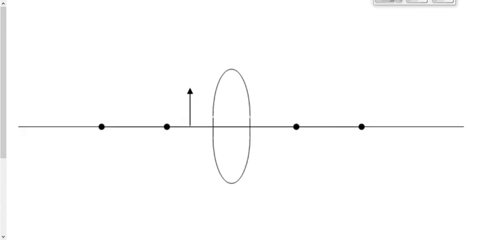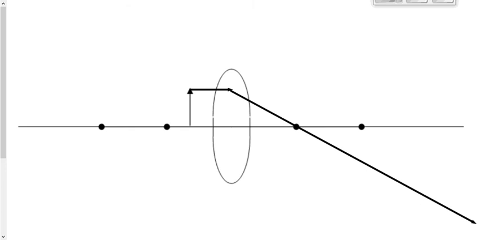Here's the next one. This time my object is really, really close to the lens. Let's draw the same 2 rays. First one is parallel to the principal axis. Where does it go from there? Through the focal point. And this is the focal point, right? Not this. This is 2F. Okay, this is the focal point right here.